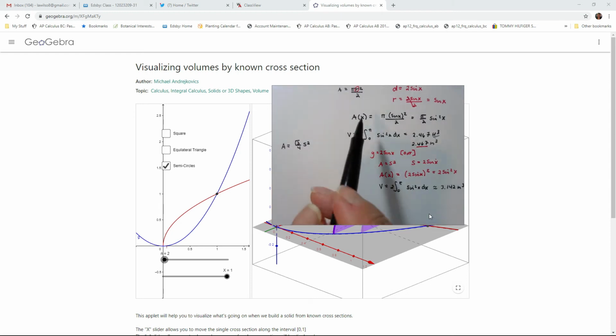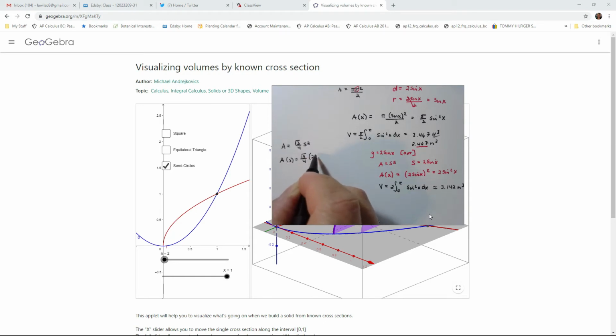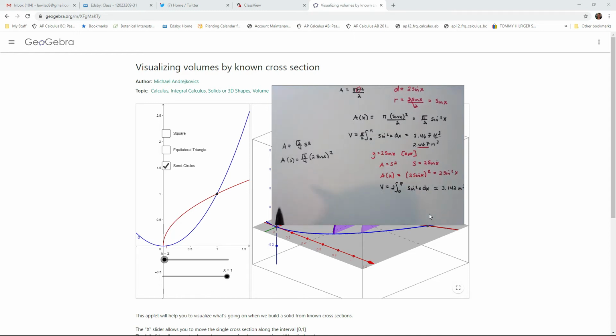The side of this thing is 2 sine x, so my area would be root 3 over 4 of 2 sine x quantity squared. That would be my A of x. Again, if my limits of integration were the same, I would say the volume is equal to root 3 over 4, again pulling that constant multiple out. And you know, you could even square this and write this as 4 sine squared and pull the 4 out too. Actually, I'll do that.